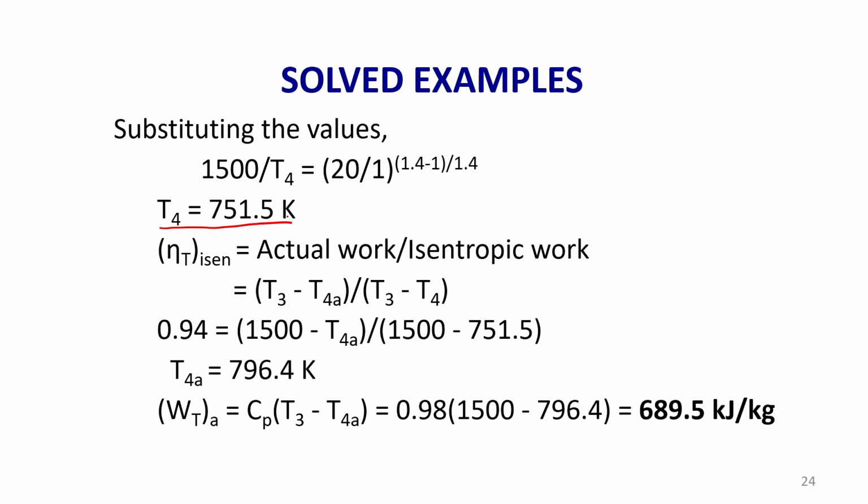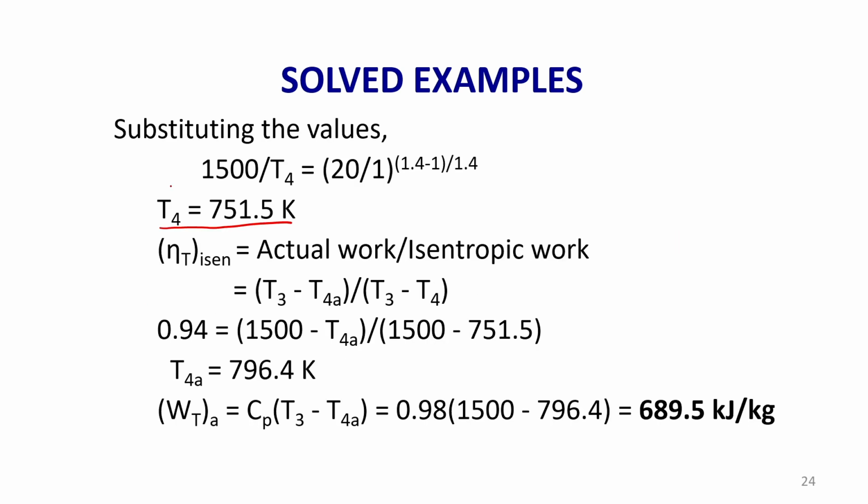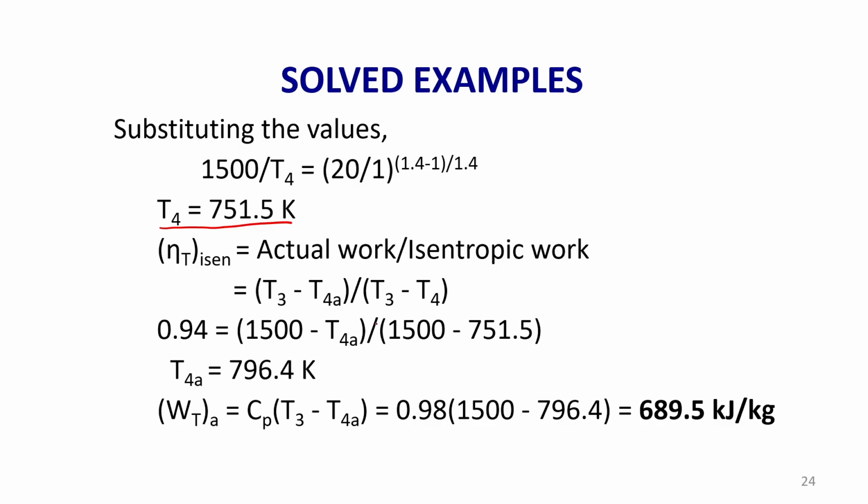Now, the isentropic efficiency of the turbine is given as 94%. The formula for the isentropic efficiency of the turbine is the ratio of actual work to isentropic work. If the isentropic efficiency of the turbine is 100%, that means actual work is equal to isentropic work. So, using this formula I am finding T4A.